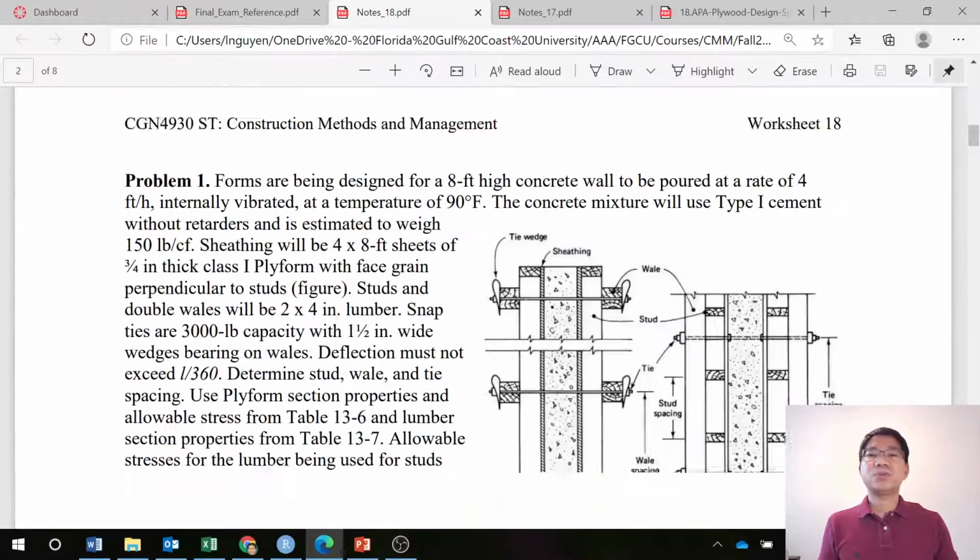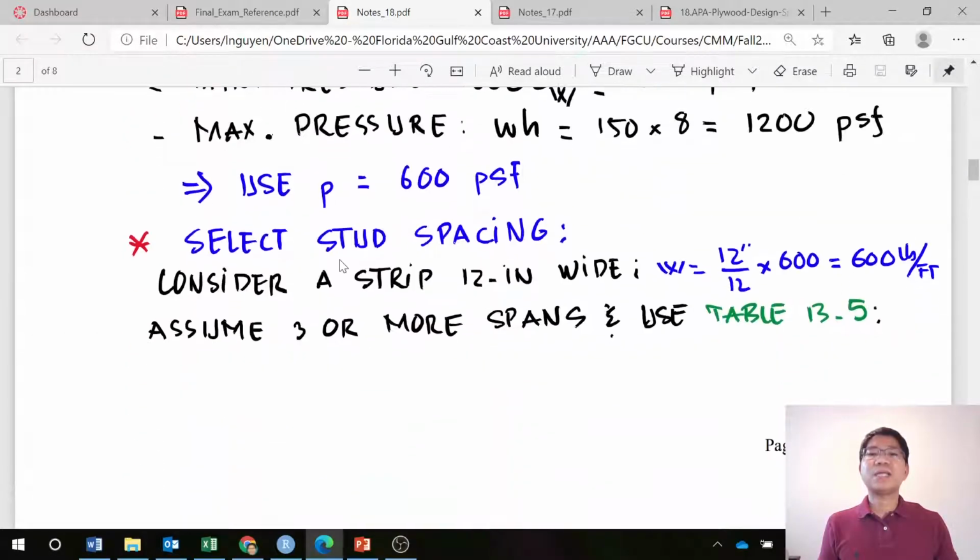Short type. So with that, we go to the next step, select stud spacing, and we consider the strip for the sheathing is 1 foot, so it's 12 inches. So we can determine the uniform distributed load on the sheathing, and that is 12 inches divided by 12 unit conversion to foot, 600 pound per square foot. So you have 600 pound per foot.